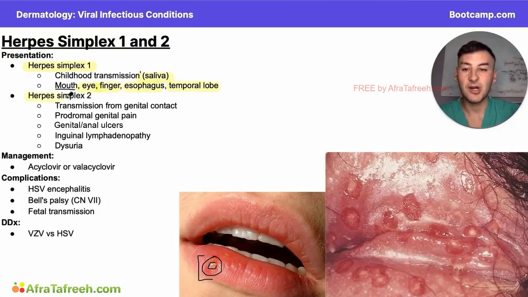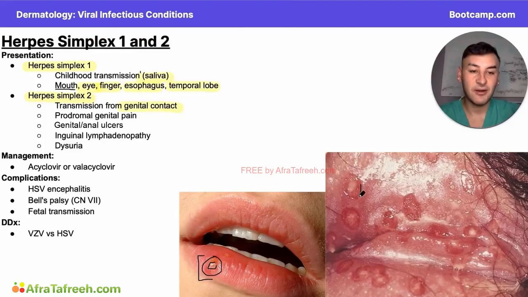Now, talking about herpes simplex 2, not as common as herpes simplex 1, and transmission is going to be through genital contact. So as opposed to saliva, this is going to be genital secretions being exchanged. So usually people who are sexually active, or sometimes, unfortunately, a child who is being sexually abused. Now, this is going to have lesions that look very similar. So we have our erythematous base here, and then we have vesicular papule on top of that. This is actually herpes here of the labia and the vagina, okay?